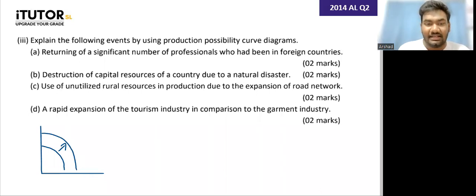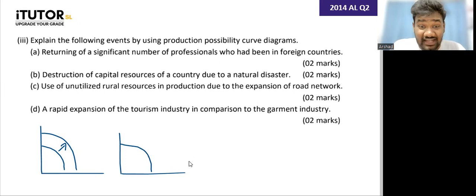Okay, done. Then this one: destruction of capital resources of a country due to a natural disaster. Now there has been a natural disaster, let's say a tsunami or something like that. Capital resources in a country have been destroyed. What can you think? Then the PPC would shift inwards. Yeah, so there would be an inward shift.